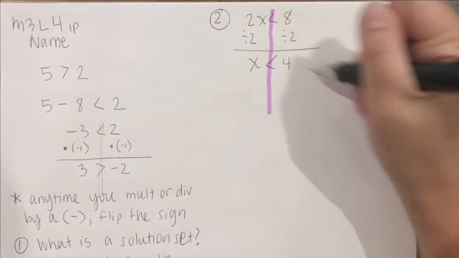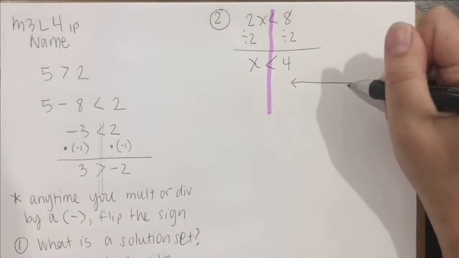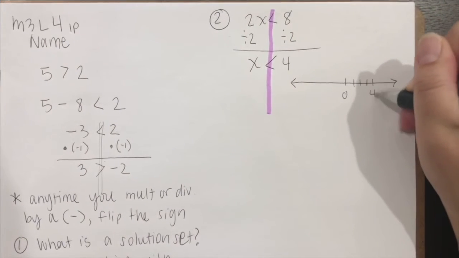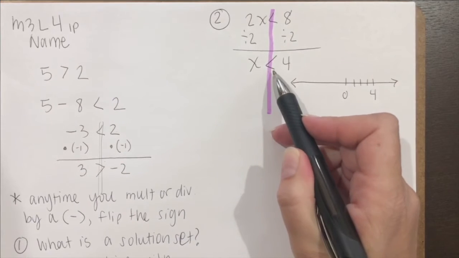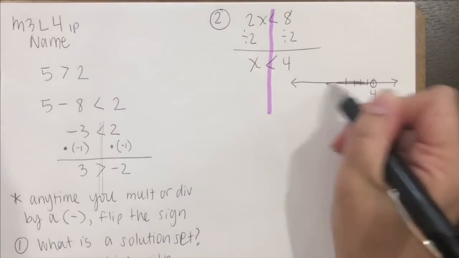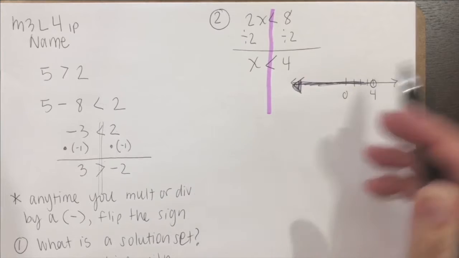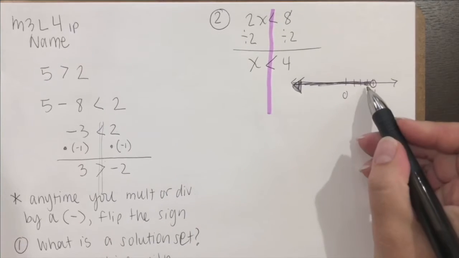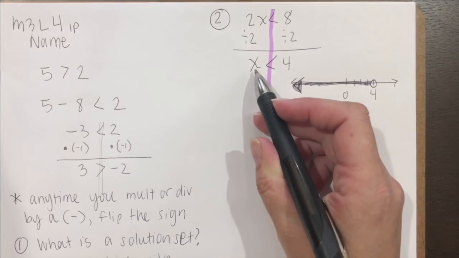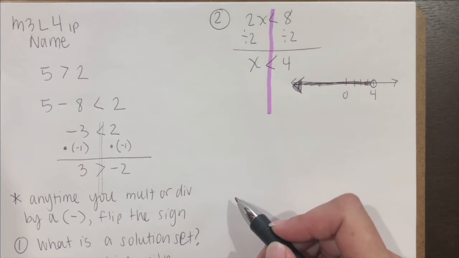So if we want to graph that, put a 0, 1, 2, 3, 4, here's 4, and it's not less than or equal to, it's just less than, so we'll do an open circle on 4, and we'll shade in less than 4, because x, the solution set here, is anything less than 4. It could be 3.99, it could be 3.5, it could be negative 587. All we know is that x is less than 4. And so on a number diagram, it would look like that.